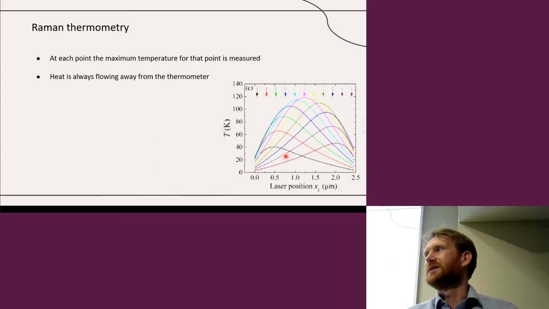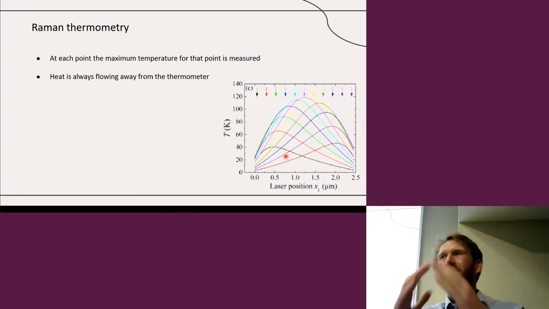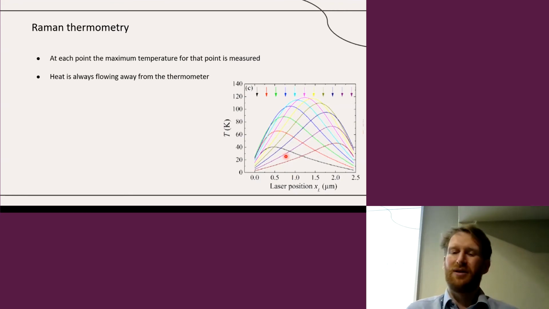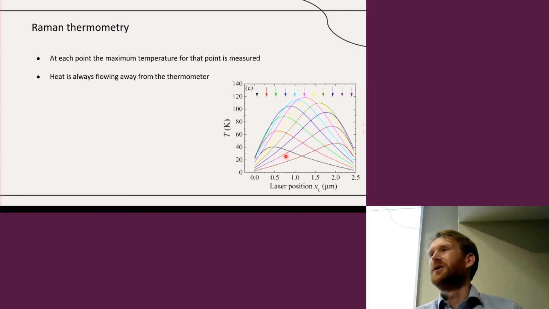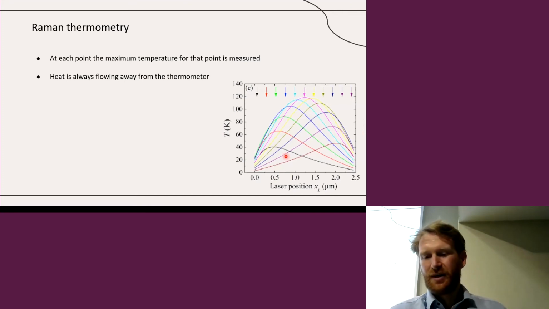Another thing that is for Raman thermometry is that since you are using the laser as a heater and as a thermometer at the same time, the maximum temperature will always be exactly where you're measuring. So your heat flow is always flowing away from where you're measuring your temperature, which is again a disadvantage when you're looking at inhomogeneous or especially at rectifying samples.